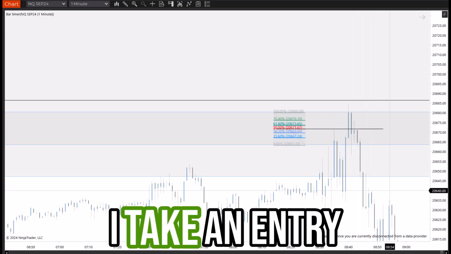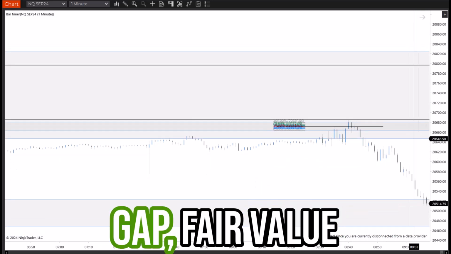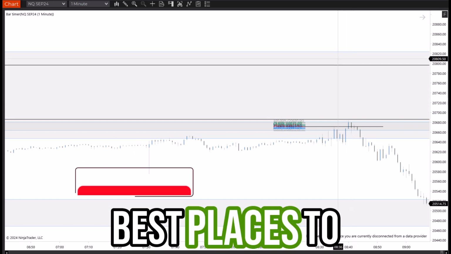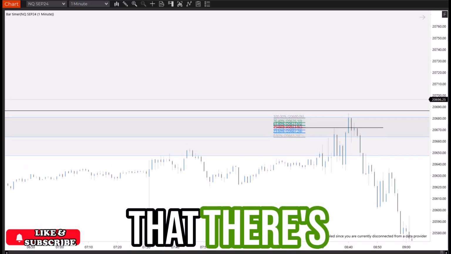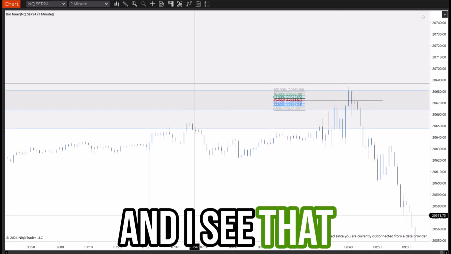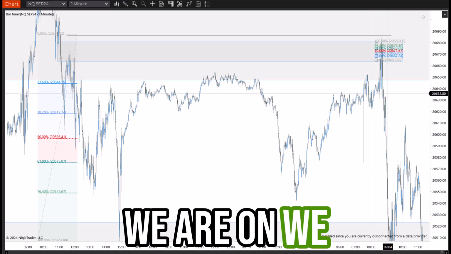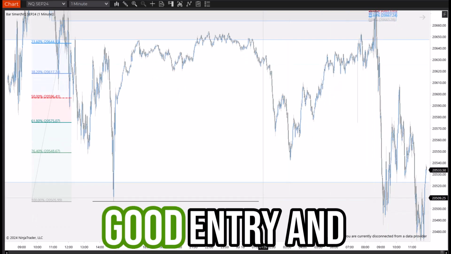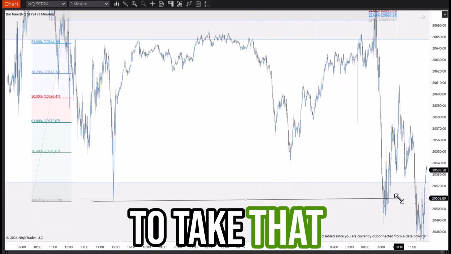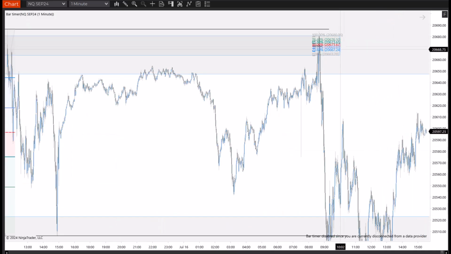Fair value gaps are the best places to enter, and we are in the middle of two fair value gaps. Seeing that price is not able to come back into this 1 hour fair value gap, we see that there's going to be weakness here, and we are on the other side of this range. We are in discount of this range over here, so that signals a good entry. If you were able to take that entry, you would be able to aim for the most recent lows, giving you from 675 all the way to 506.